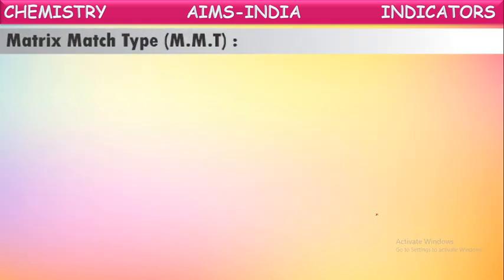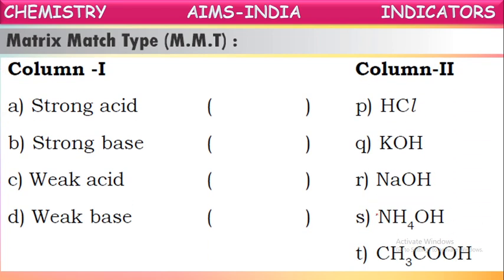Next section, matrix matching type. In this we have two columns. The one in column 1 may be matched with one or more than one in column 2. Observe carefully. Identify the strong acid from those given in column 2. Which is a strong acid? Hydrochloric acid is one of the strong acids. Any more? No, only hydrochloric acid is a strong acid.